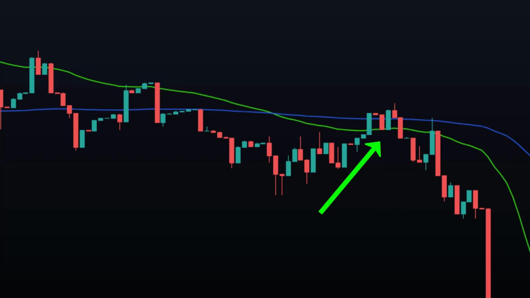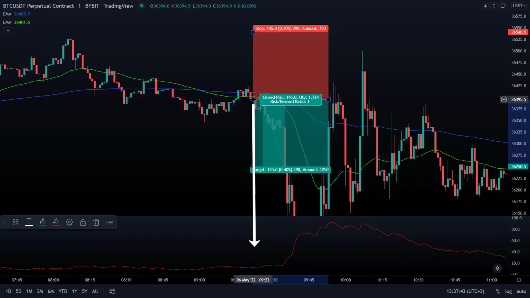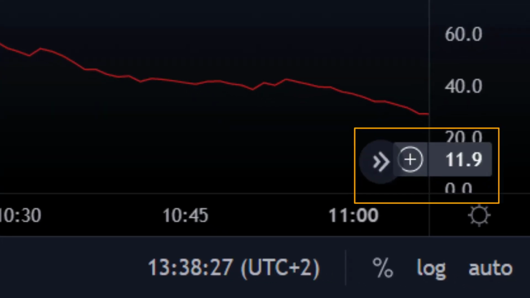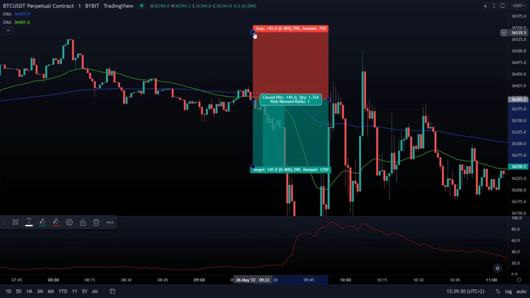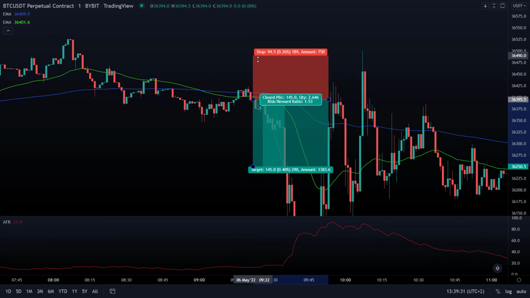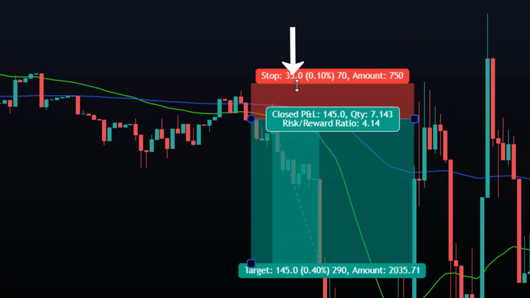After the price rose over the 50 and 200 EMA, it dropped below them again, which gave us the confirmation to open a sell position. At the close of the candle, I open my selling position and look at what the ATR is at. It is at 11.9. We now do 2 times 11.9 and use that as our stop loss. 2 times 11.9 is 23.8.